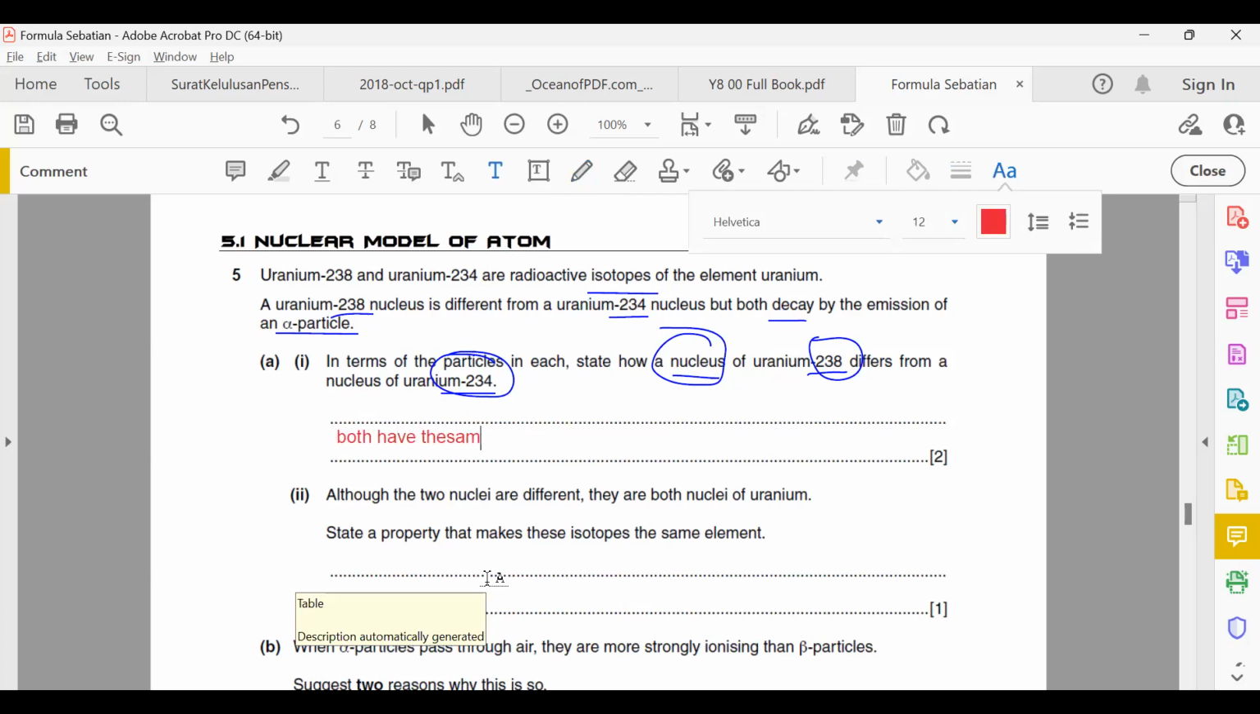Both have the same amount of protons, but uranium-238 has 4 more neutrons.